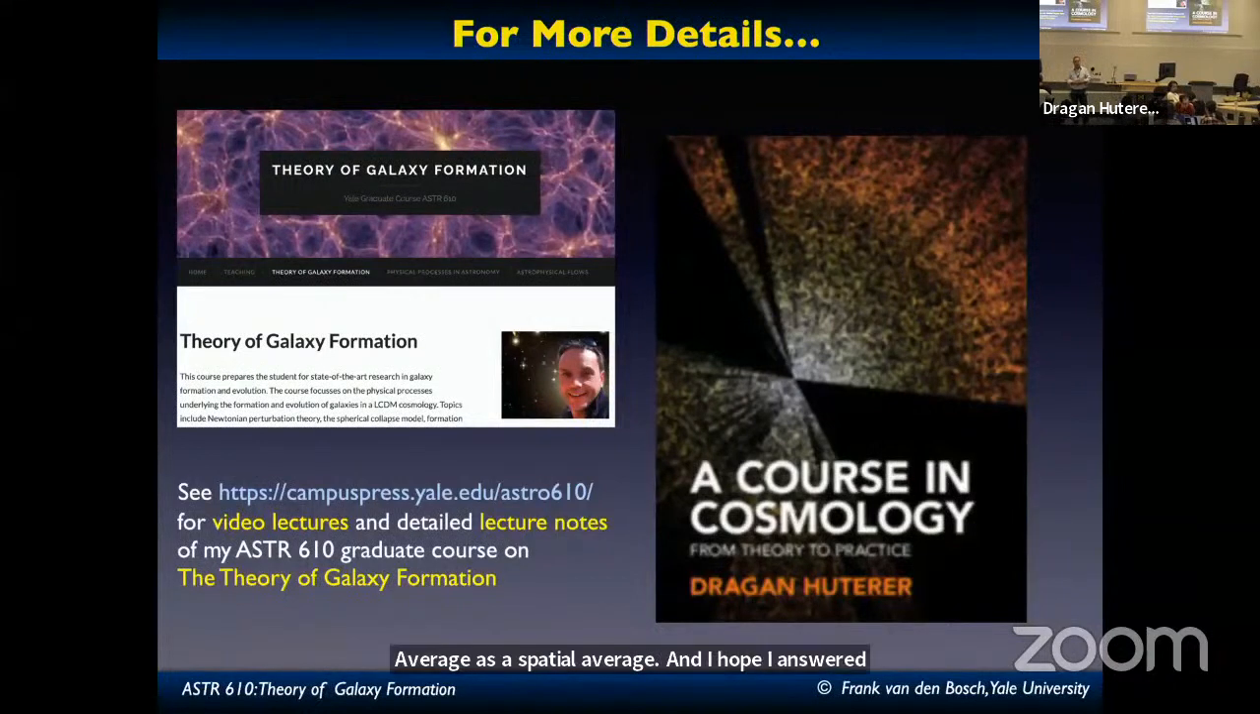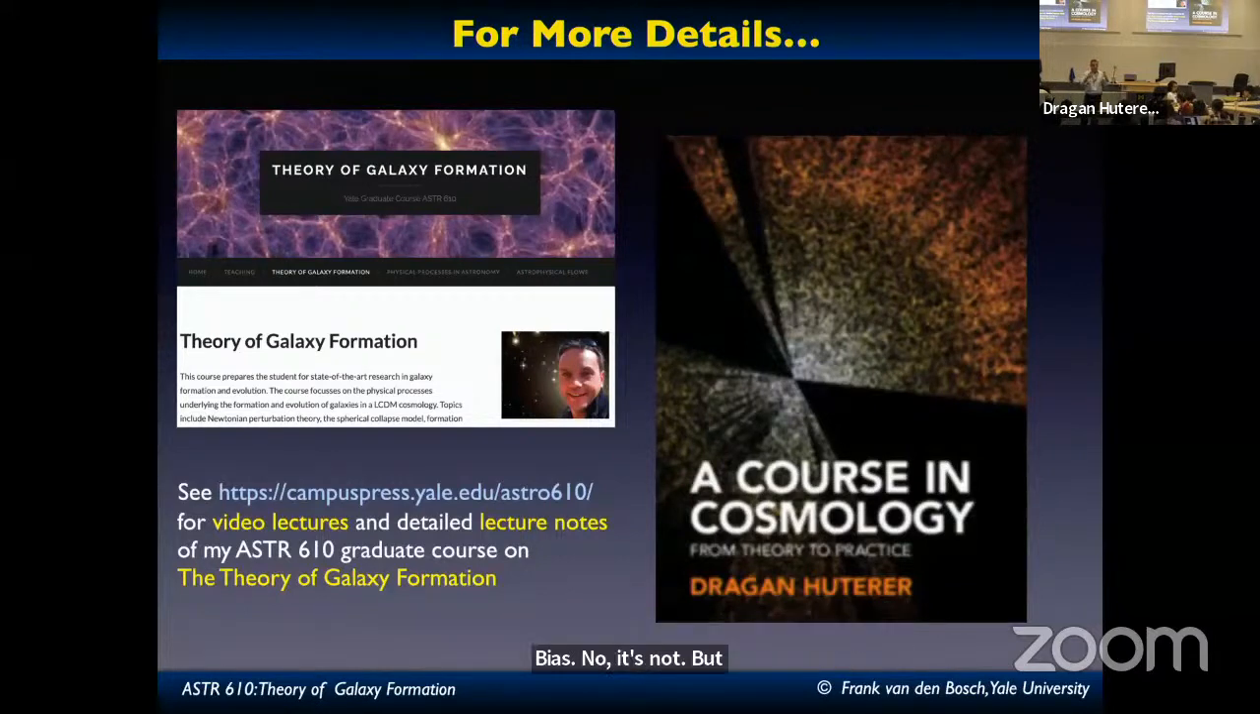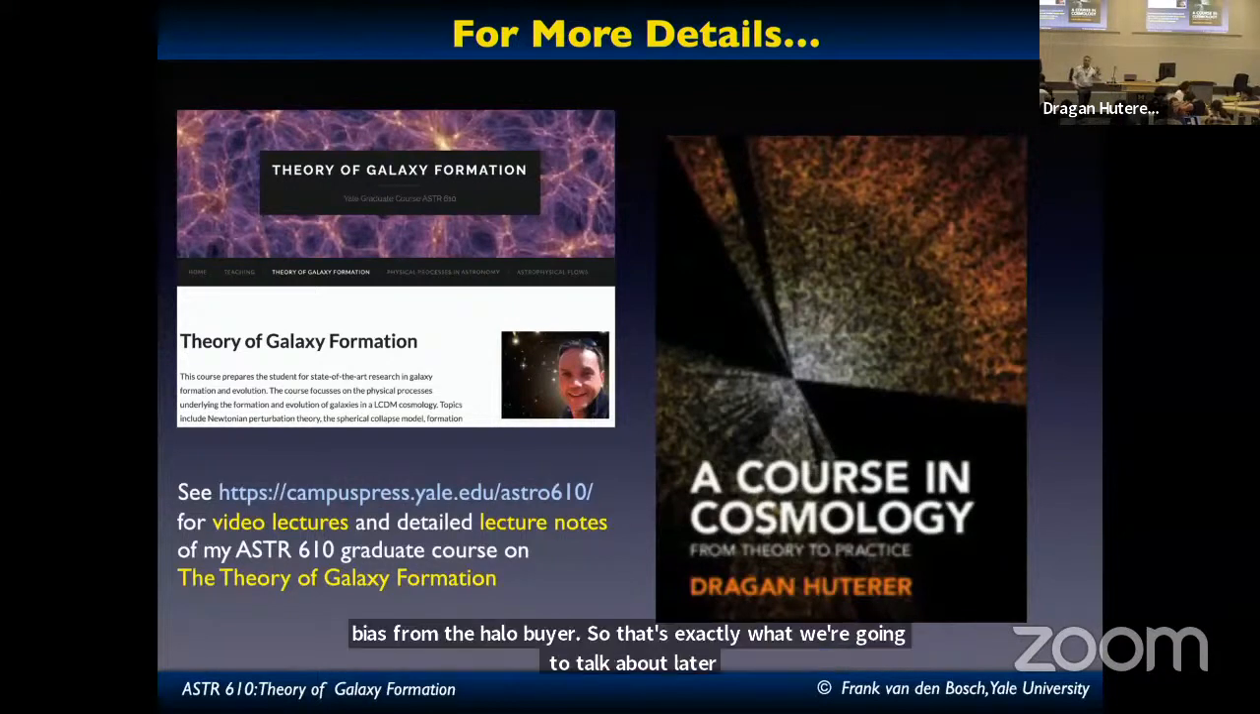Second question on Zoom: is halo bias the same as galaxy bias? No, it's not. But galaxy bias is an outcome of halo bias, because galaxies live in halos. Once we quantify how galaxies live in halos, that's halo modeling, then we can calculate the galaxy bias from the halo bias. That's exactly what we're going to talk about later today. So let's break for 10 minutes, roughly.